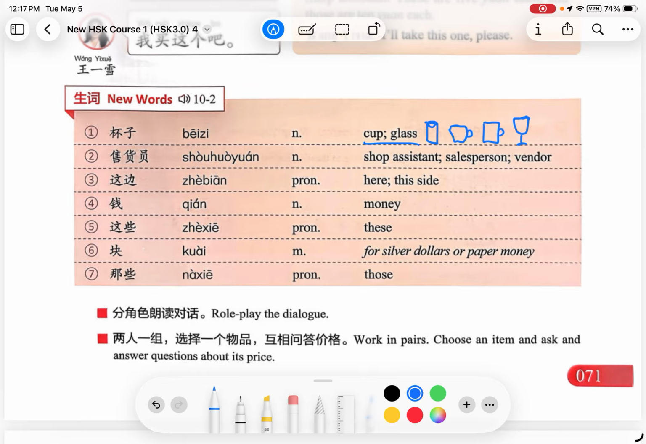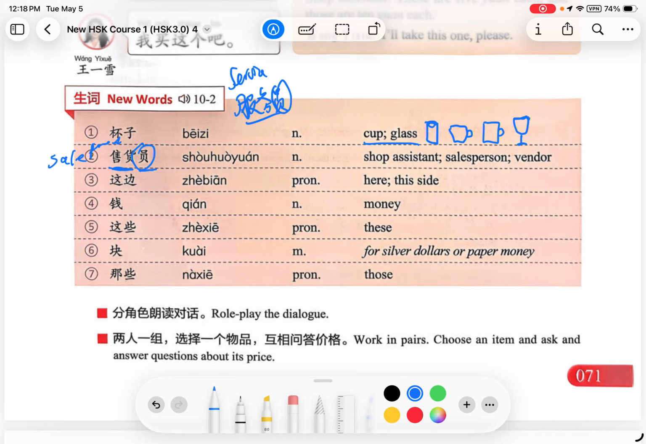售货员 shop assistant, salesperson, vendor. 售货 means sell product. 员 refers to people and their job. So there refers to what kind of people they do in their job. So we have 服务员 we learned before. 服务 means service. 服务员 the people who serve. So it's waitress and waiter.